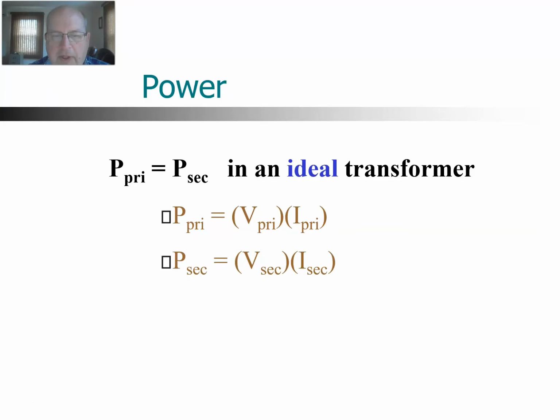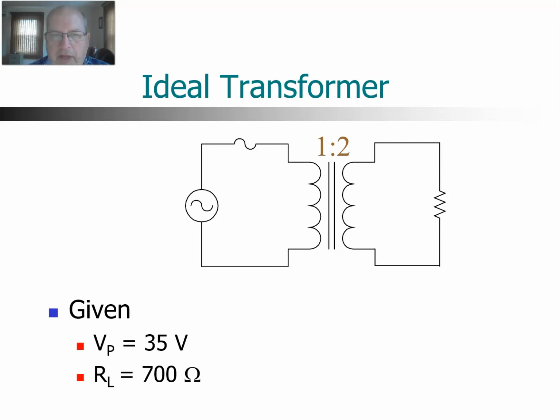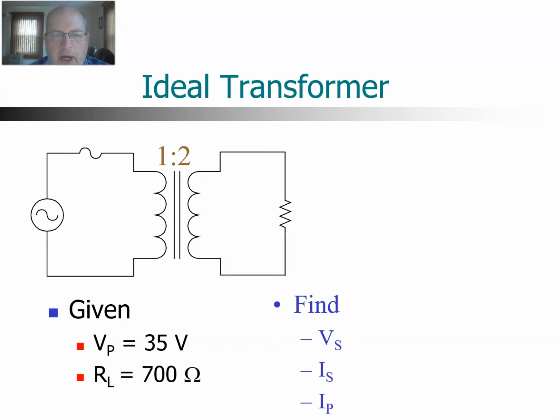Secondary, same thing, voltage times the current. So if we assume a 1 to 2 turns ratio and we have an ideal transformer, primary voltage is 35 volts, the load resistor is 700 ohms. We want to find secondary voltage and current and primary current. How are we going to do that?